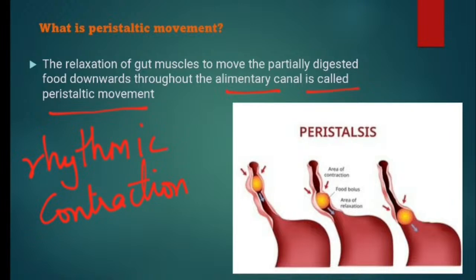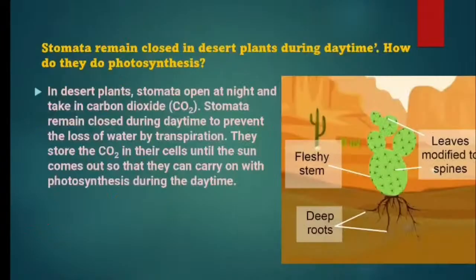All right. Okay. So the next question is, stomata remain closed in desert plants during daytime. How do they do photosynthesis? So as you all know, desert plants are also known as xerophytes, and in order to prevent transpiration, in order to preserve the water they have, they do not open the stomata during the daytime. Then how does photosynthesis take place? So the stomata open at night and they take in the carbon dioxide. Stomata remain closed during daytime to prevent loss of water by transpiration.